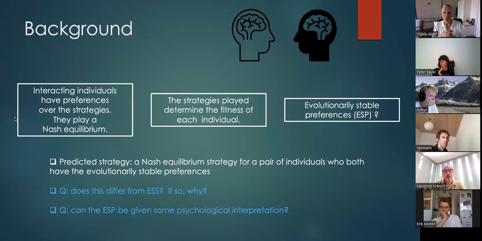Also, can the evolutionarily stable preferences be given some kind of psychological interpretation? I mean, should we see guilt? Should we see some kind of inequity aversion, altruism, or something else? What can we say about these preferences? And if we have that, we can actually also engage in conversation with psychologists and behavioral economists to study these preferences and seek to measure them even using experiments. So it's a very rich framework.